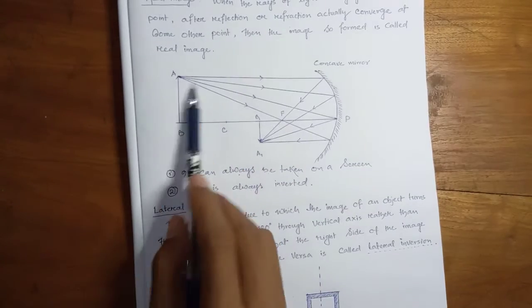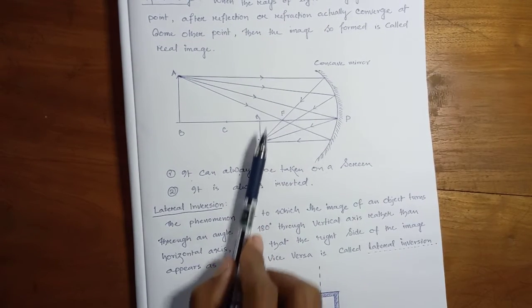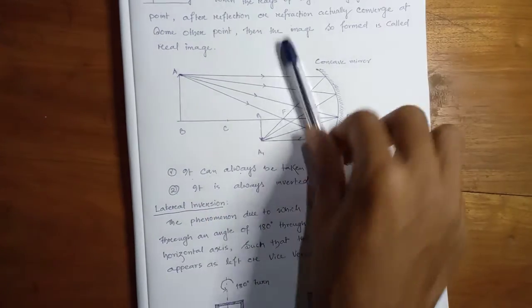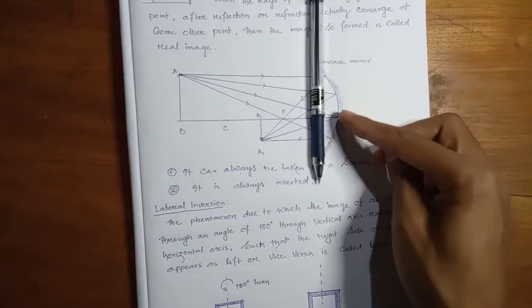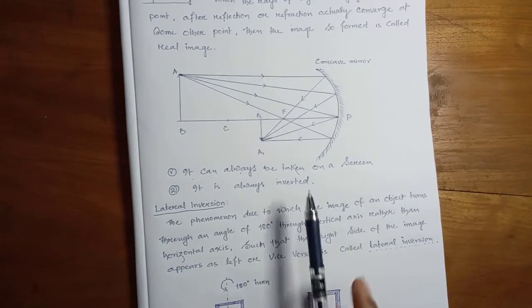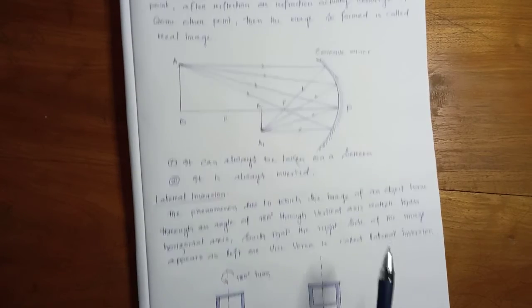You see here, this AB is in the upward direction, but this A1B1 is the image of the object AB. So this image is inverted like this. This is the object and the image is like this. So it is called inverted. It is just simply inverted. So this is the real image.